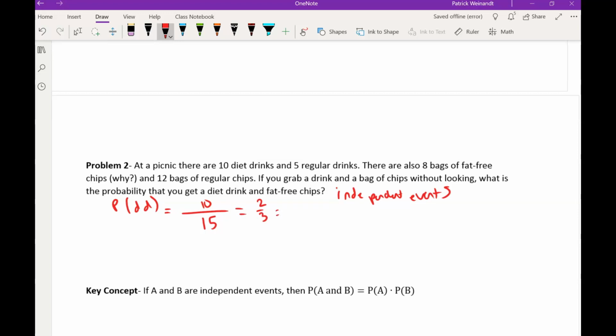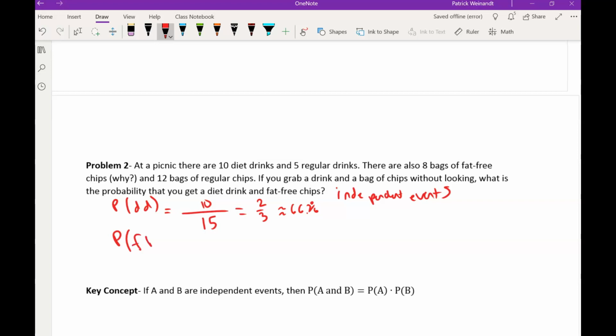well, 66%. But 66.7%, I guess. Okay, so that would be my probability of getting a drink. What's my probability, then, of getting a fat-free chip?